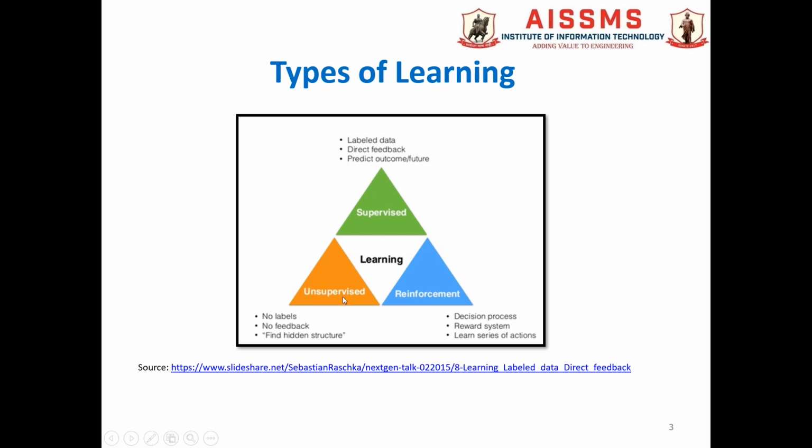In unsupervised learning, unlabeled data is used, so there is no feedback from output to input. Unsupervised learning is used to find the hidden structure in the data, or we can say to form clusters based on the characteristics of the data points. The third category is reinforcement learning, in which there is a reward system. Decisions are taken based on the reward, and from that the system can learn.